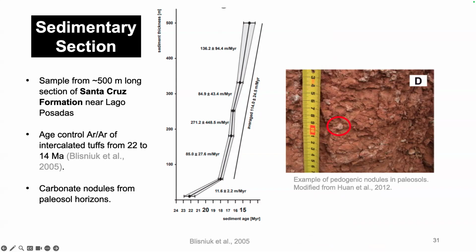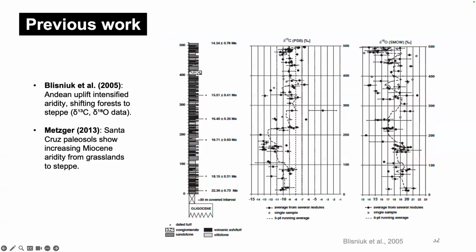Paleosols are ancient soils that preserve past climate and environmental conditions, recording interactions between the Earth's spheres. Their physical, chemical, and biological indicators make them essential for reconstructing paleoclimate, hydrology, and vegetation dynamics. Previous research has examined the impact of Andean uplift on climate and vegetation shifts. In Patagonia, Blisniuk et al.